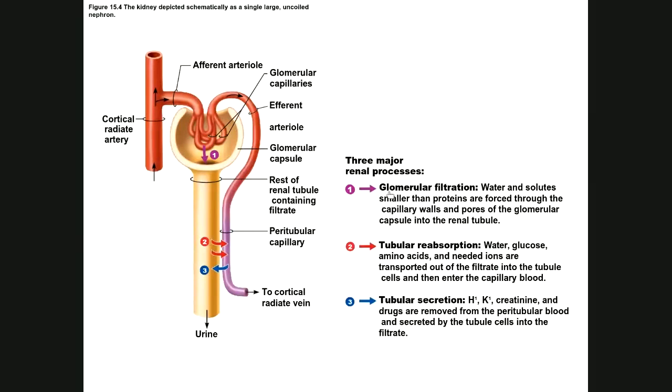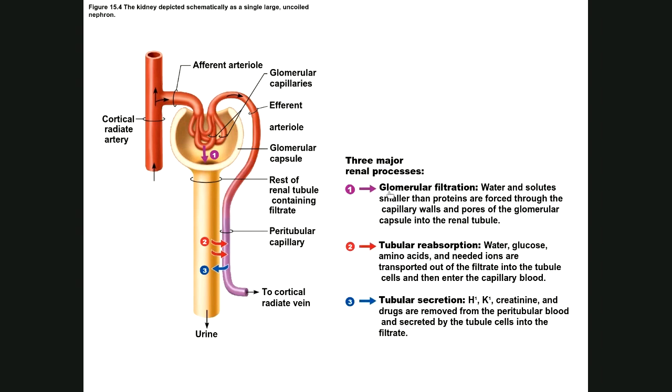We have the tubular reabsorption, whereby substances which are useful are reabsorbed back. These include glucose, amino acids, and water, and usually the majority of this process of reabsorption, 60 to 70% of it, happens in the proximal convoluted tubule. So most of the reabsorption of all substances is within the proximal convoluted tubule.